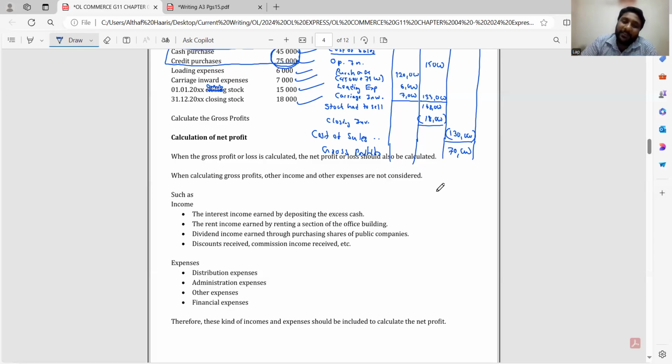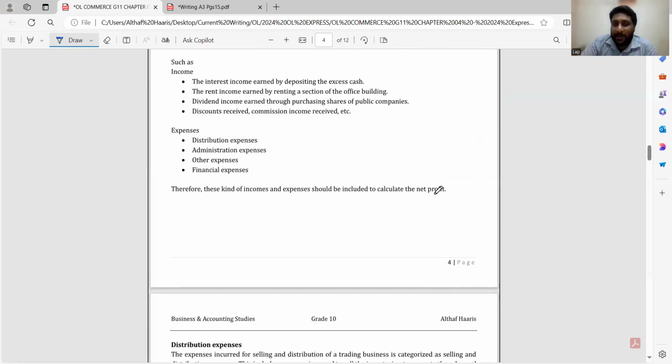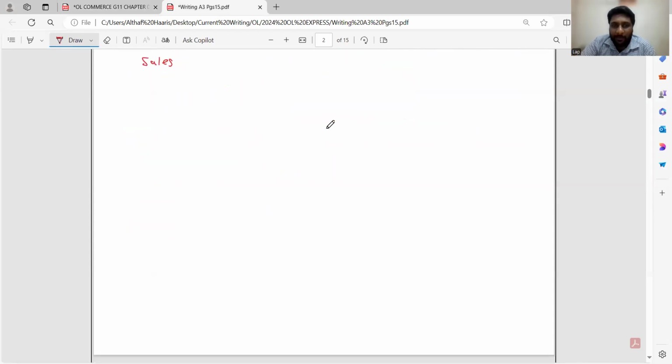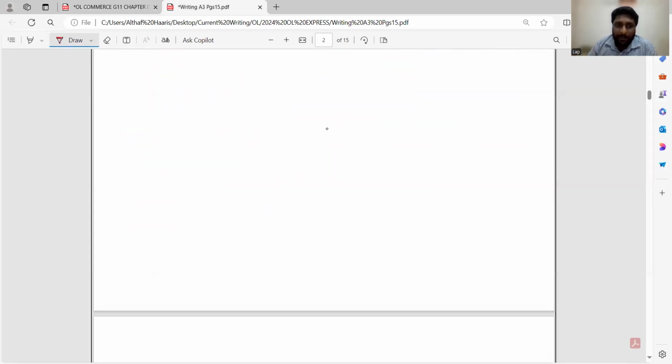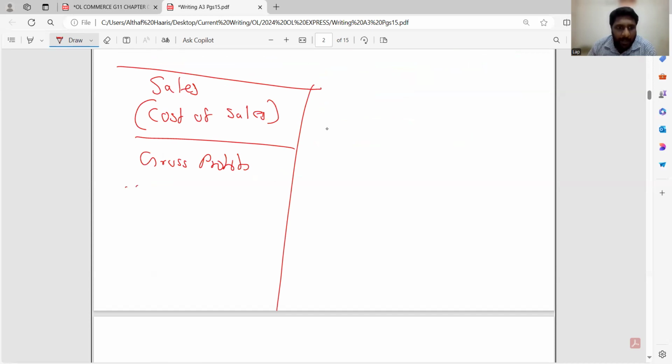Good. Now let's move to the second part, people. Again, let me draw the basic income statement. You have sales. From the sales, if you deduct the cost of sales, you will get the gross profit. This is the first part of the income statement.